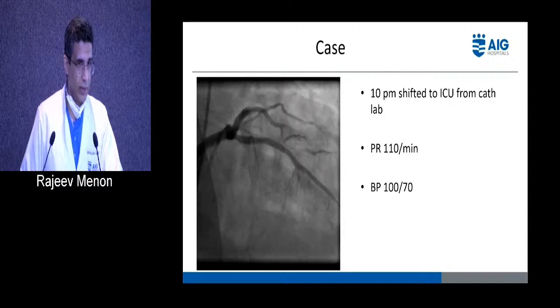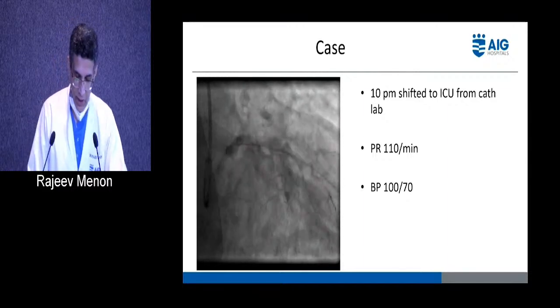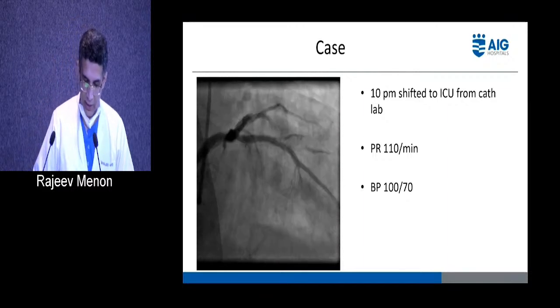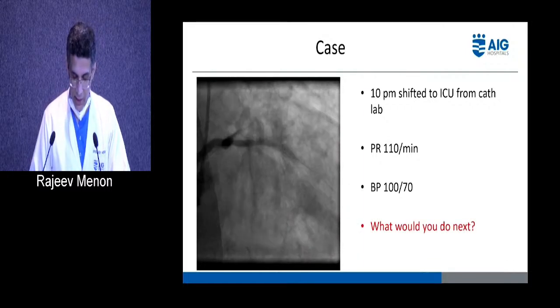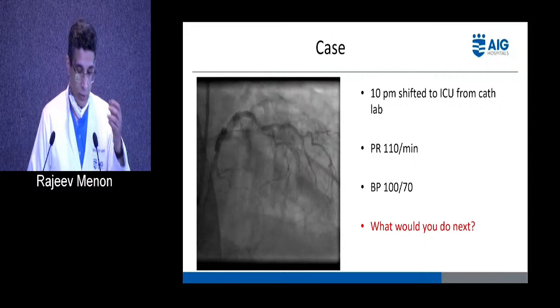So let's come back to our patient. So this patient, as we mentioned, this is 10 o'clock in the night. The pulse is 110 and BP is 100 by 70. And what would you do next?